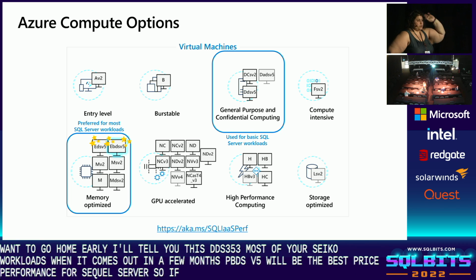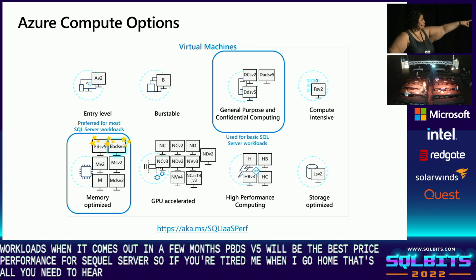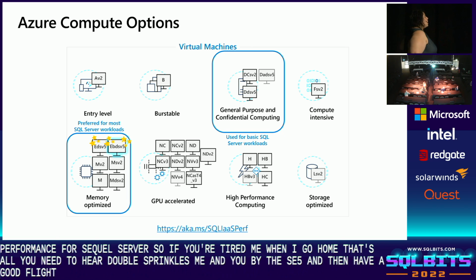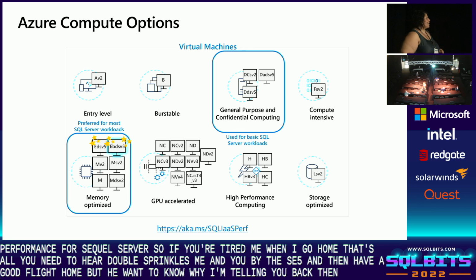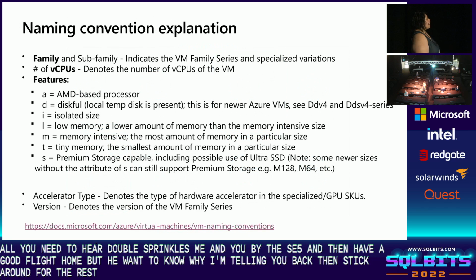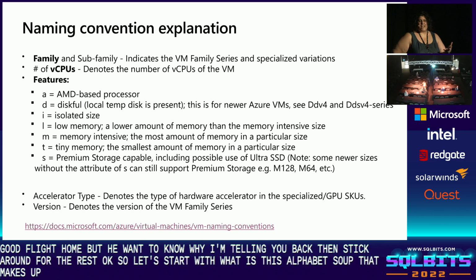So if you're tired and you want to go home, that's all you need to hear. Double sprinkles VM, EBDSV5, and then have a good flight home. But if you want to know why I'm telling you that, then stick around for the rest. Okay, so let's start with what is this alphabet soup that makes up these naming conventions for VMs.